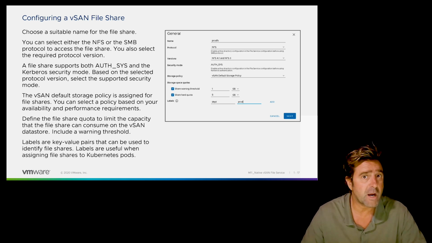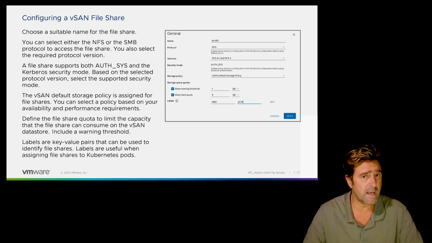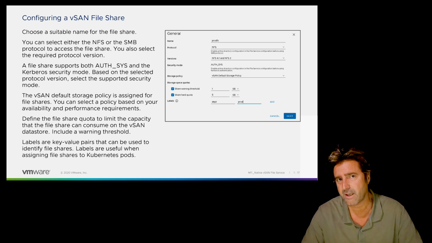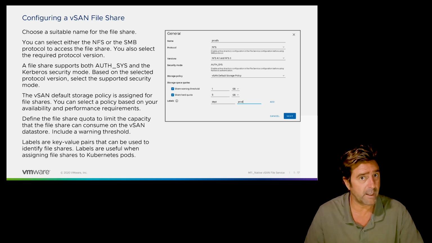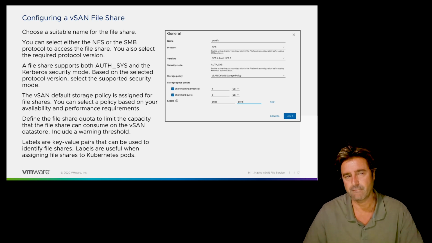Now, the share, I'm going to make it very small. It's going to be about 5 gigs. So you get to choose how big the share is going to be. And you also get to choose a share warning threshold. So for example, I can say, you know what, my clients can use up to 5 gigs, but I want to get a warning once we exceed 4 gigs. So I'm going to go with those values, 4 and 5.